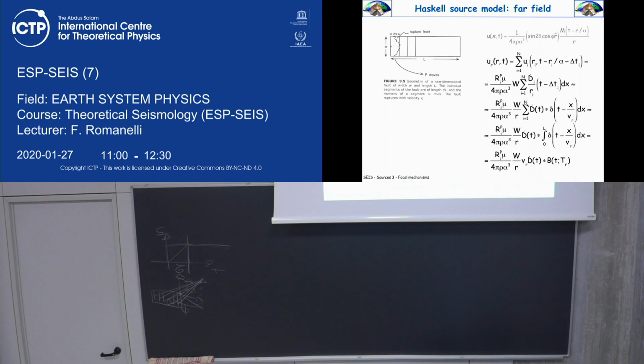Now, we need two times. One is the time necessary for radiation to reach the receiver, and that's Ri over alpha or over beta. But we also have to take care of the time necessary for the rupture to reach the ith element. Okay? But that's it. Now let's consider each single factor here.